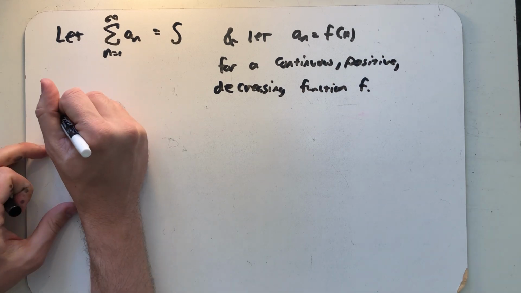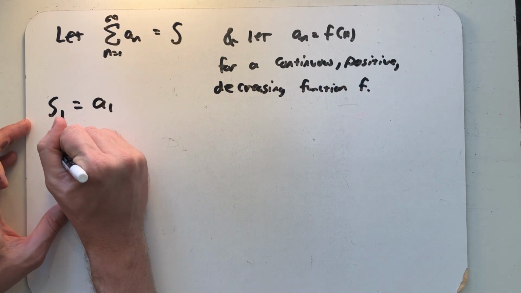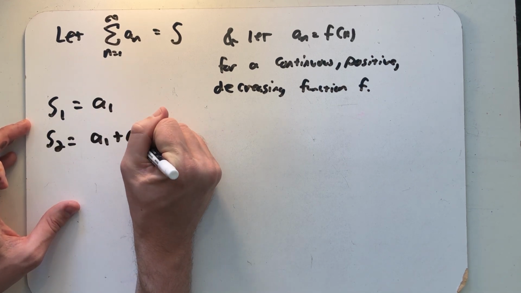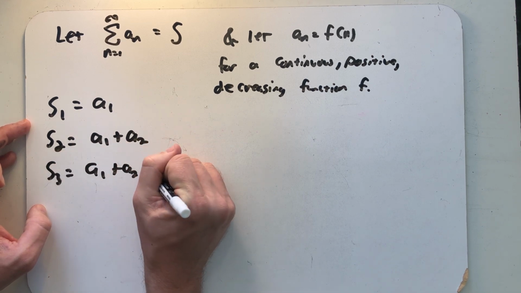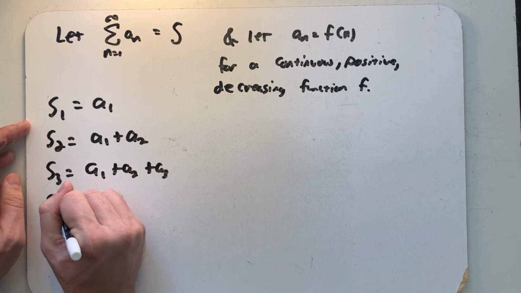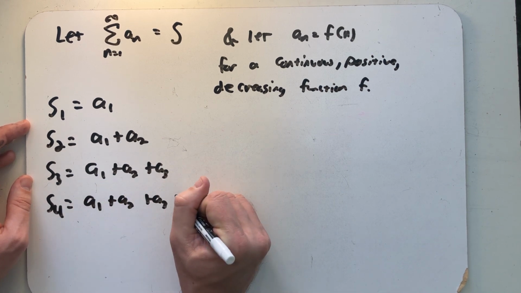Okay, well, what do I mean by remainder? Well, if this series converges, what it means is the sequence of partial sums converges. So as I keep adding on more and more terms of the series, this list of numbers gets closer and closer to s.